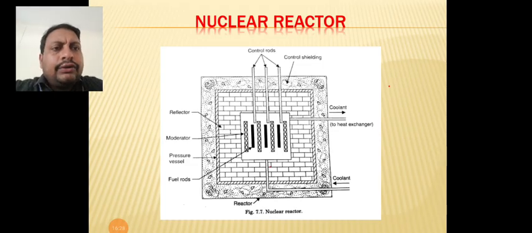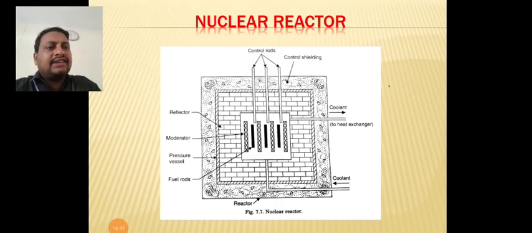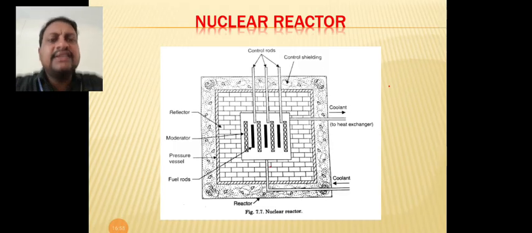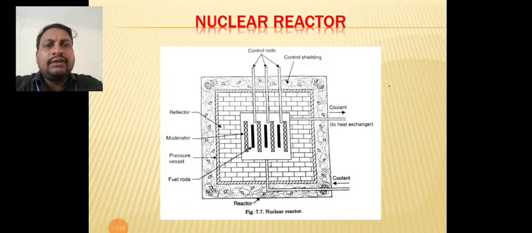The nuclear reactor mainly consists of fuel rods, control rods, moderator, pressure vessel, reflector, then shielding, and then the output coolant that goes to the heat exchanger. Whatever heat is developed in the nuclear reaction, this coolant gets heated, and that hot coolant goes to the heat exchanger. In this heat exchanger, the water exchanges the heat and is converted into steam.